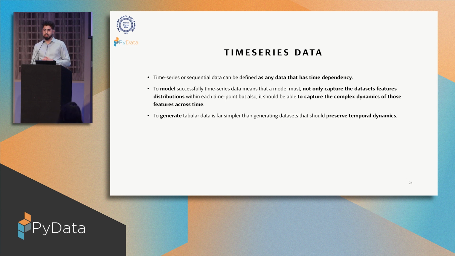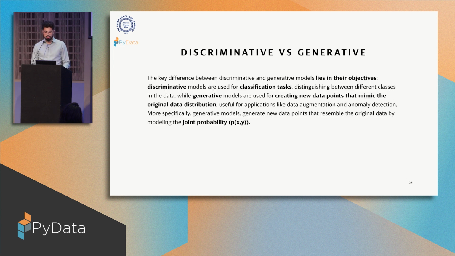So we're talking about time series. As most of you will probably know, time series or sequential data can be defined as any data that has time dependency. To model time series successfully, the model must not only capture the dataset feature distributions within each time point, but also be able to capture the complex dynamics of those features across time. Generating tabular data is far simpler than generating a dataset that should preserve temporal dynamics, and we're going to explain later how we did this.